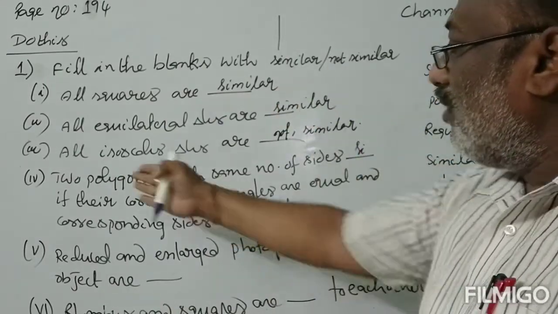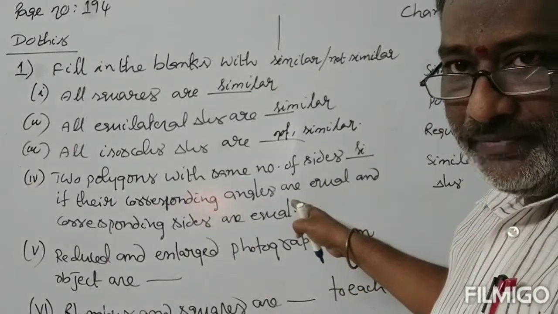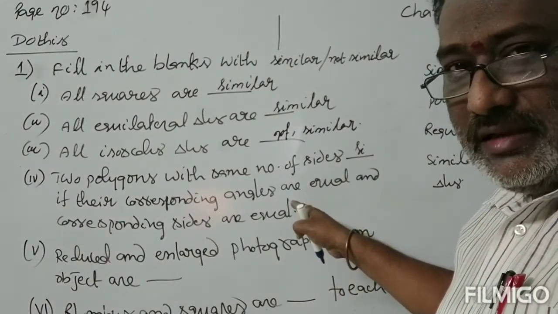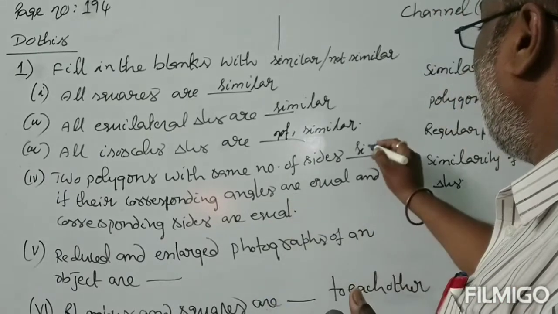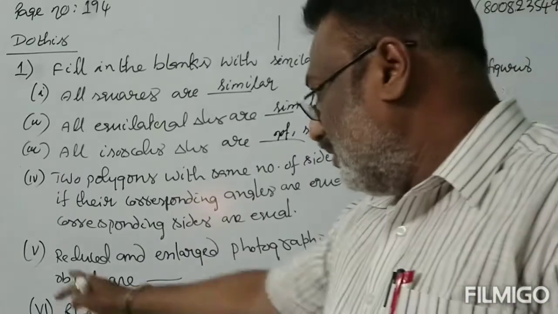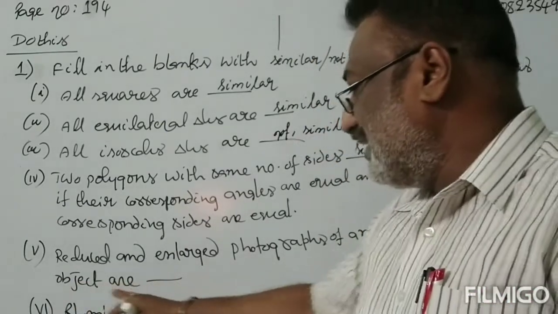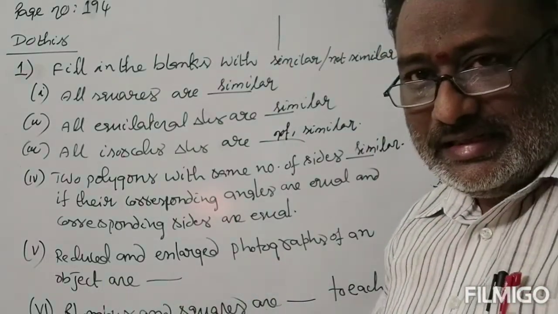According to the given sentence, the two polygons are congruent here. But congruent figures are always similar. That's why I am writing similar here. Next, after that: reduced and enlarged photographs of an object are dash. They are also always similar.